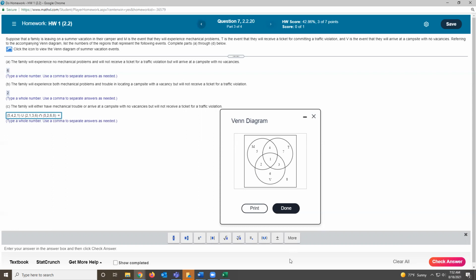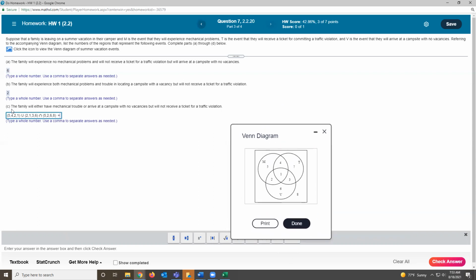Now let's solve it. So we first solve the union of these two. Because of the way this was phrased, the family will have either mechanical trouble or arrive at a campsite with no vacancies. So that is one part. So you can think of these two being together. And then after that, we have a but, and that's an intersection. So we first solve the union here. So 5421 union 2136 will be 542136.